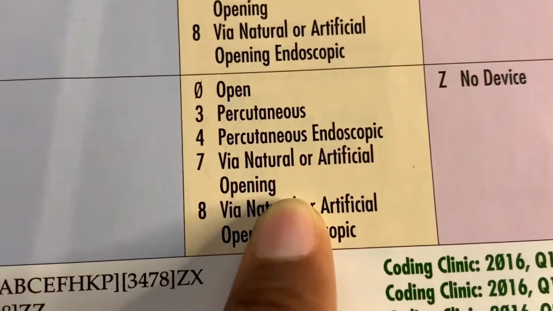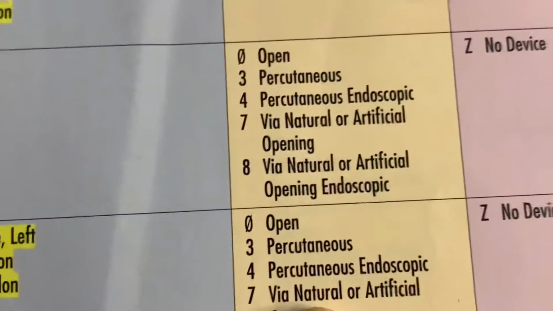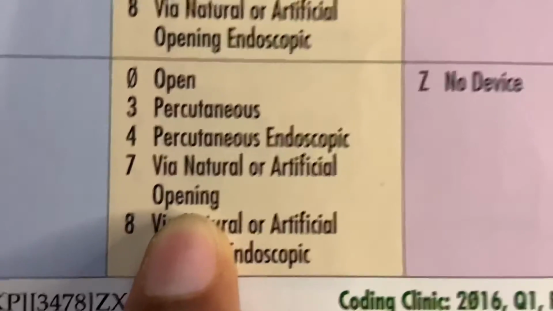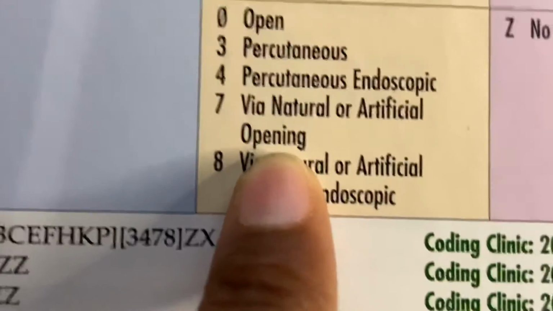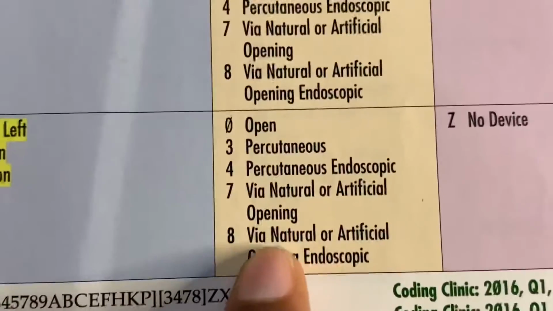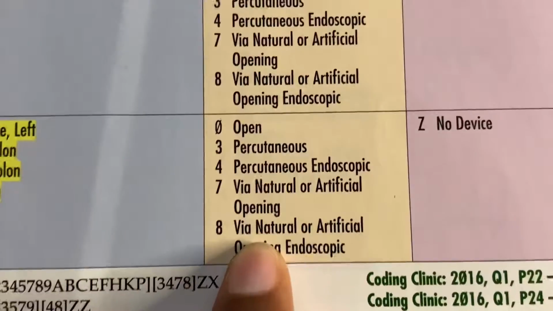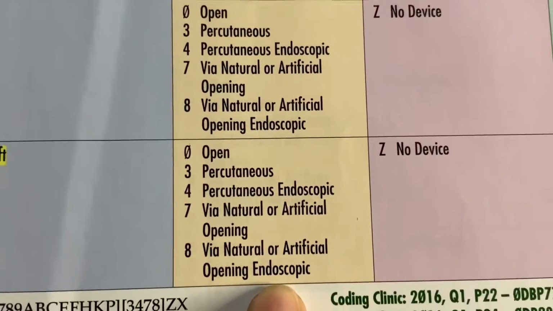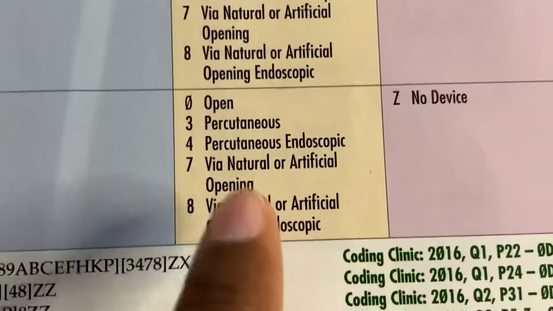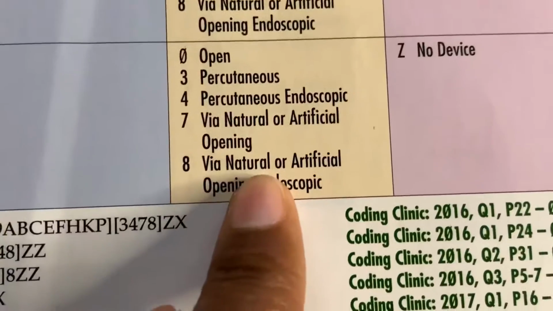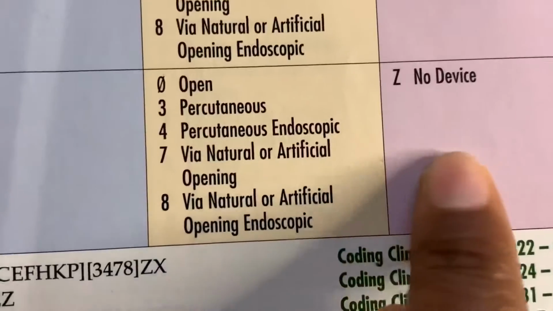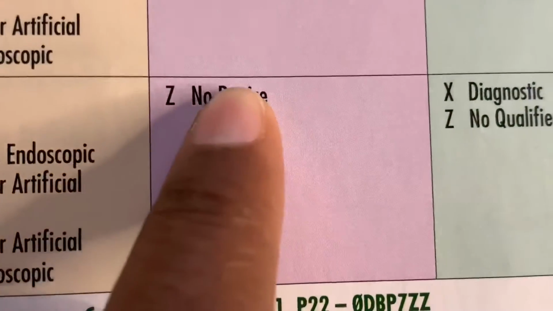Next is our approach. So how was the procedure done? It was done by a sigmoidoscopy. A sigmoidoscopy is going to be character 8, via natural or artificial opening endoscopic. So we have 8. Remember your 7 approaches. Every procedure is going to fall within one of those 7 approaches. We have to stay in our lane, so we move across. Our device is Z, no device, and our qualifier is also Z.